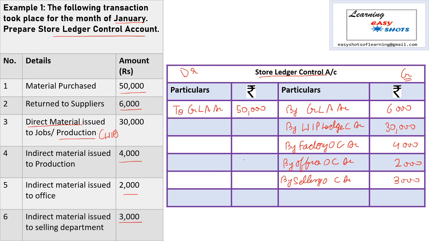Now the material in the store purchased is 50,000 and material transferred is 45,000. So our balancing value is by balance carried down amounted to 5,000.